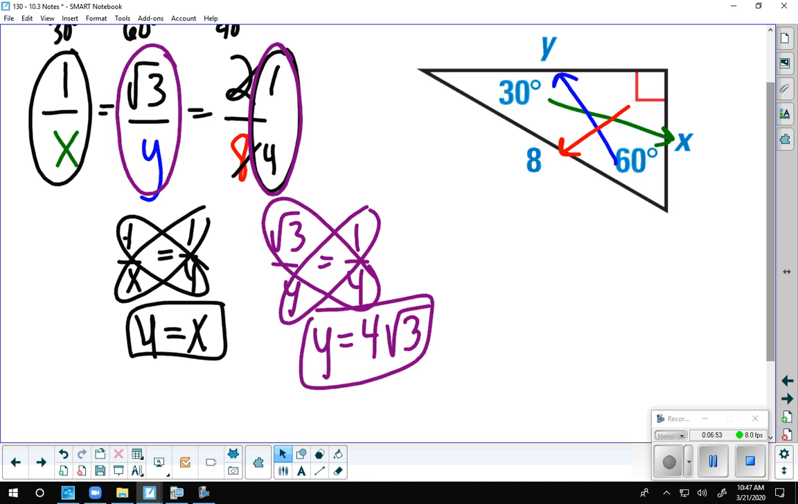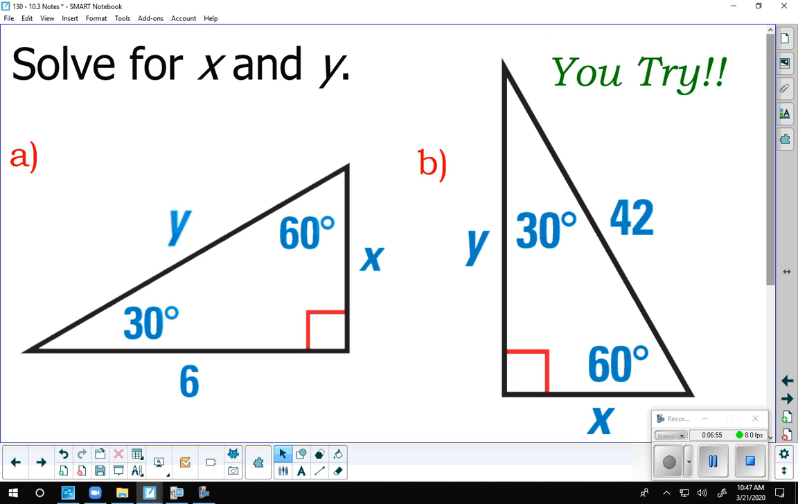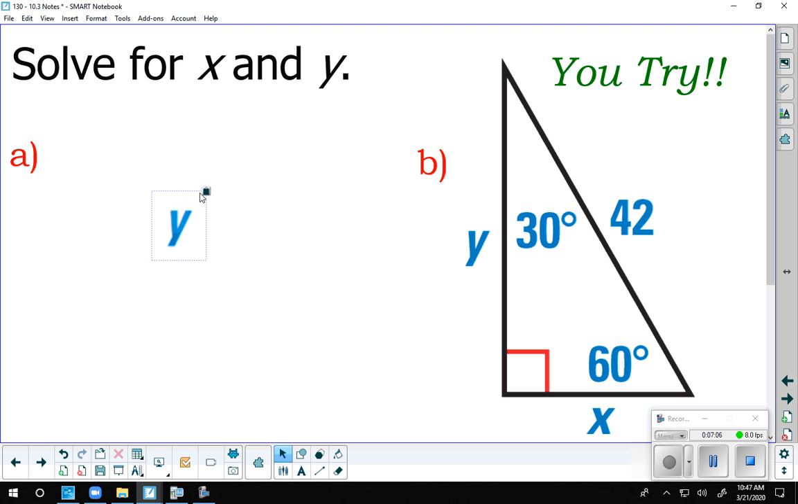And I'm going to do one more example. I'm going to skip A. And then we'll do B. Okay, so we're just doing B right now.